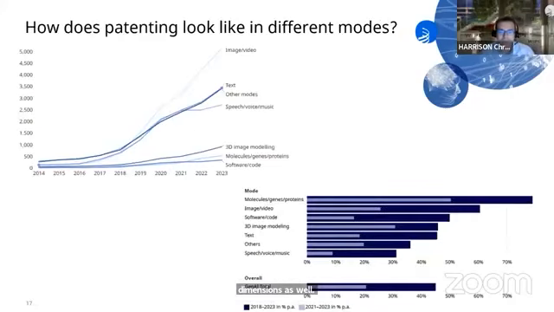Sorry, skip one forward too many. If we then look at the different modes, so the different types of input and output data, most interesting here is in the bottom right, which is showing that the largest growth since 2018 has come in the molecules, genes, and proteins area, and that's seen almost 80% growth in patent publications in recent years.